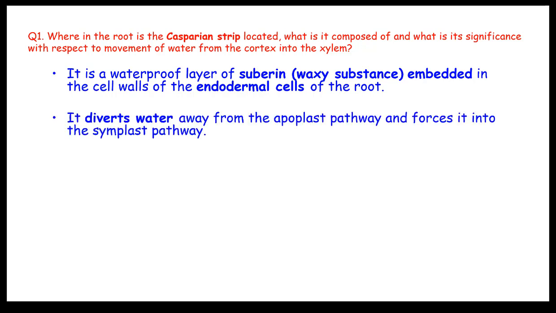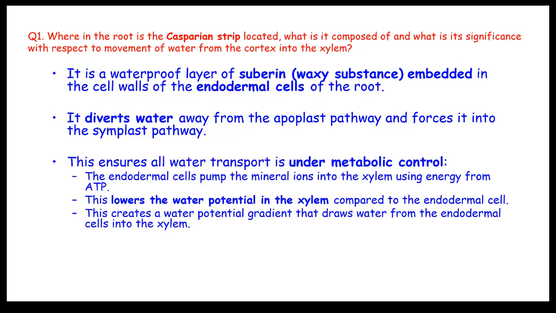It diverts water away from the apoplast pathway and forces it into the symplast pathway. Now, these are the key words. It's important because it ensures all water is under metabolic control of the plant. And it means that the endodermal cells pump the mineral ions into the xylem using energy from ATP, which lowers the water potential in the xylem compared to the endodermal cell, which creates a water potential gradient that draws water from the endodermal cells into the xylem.